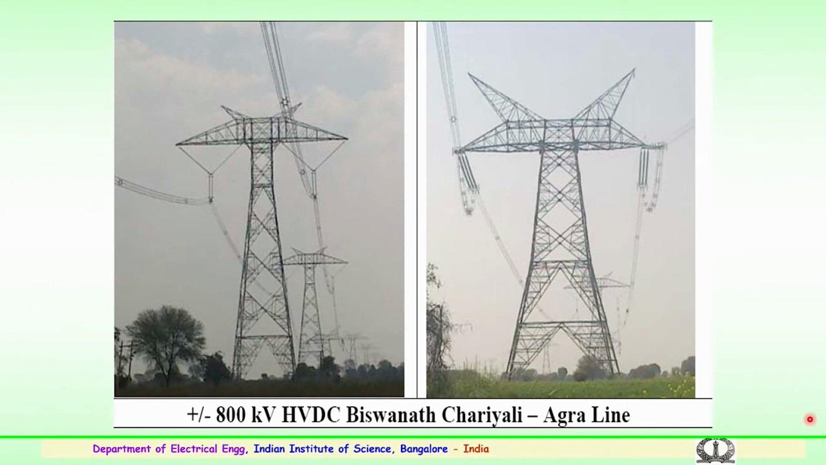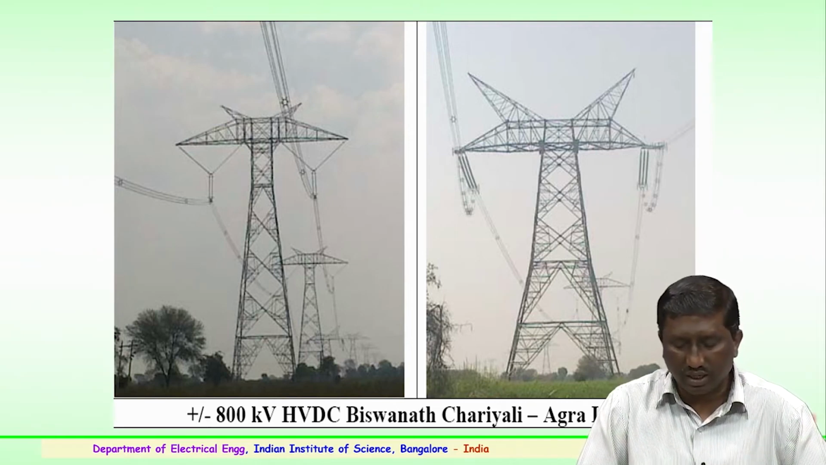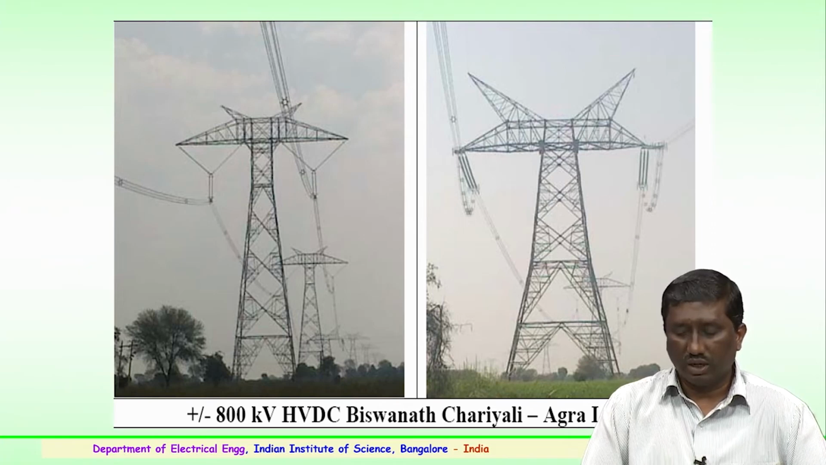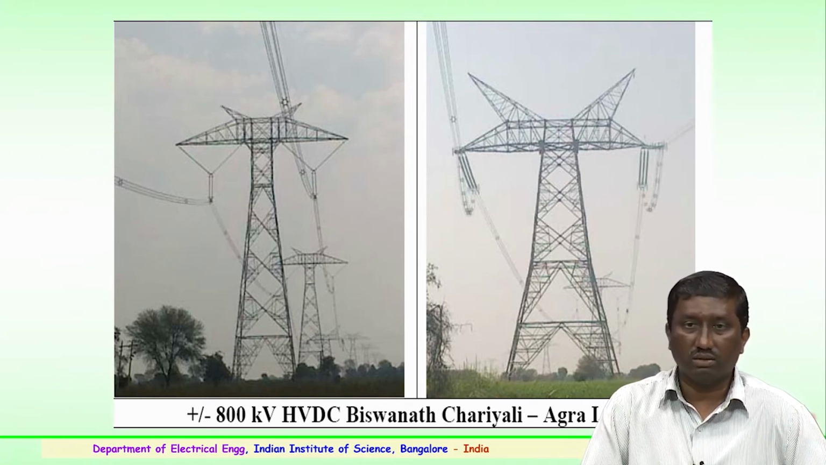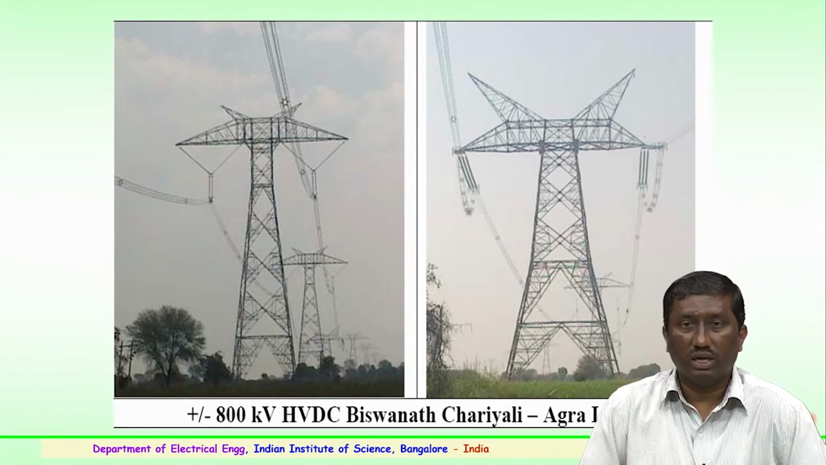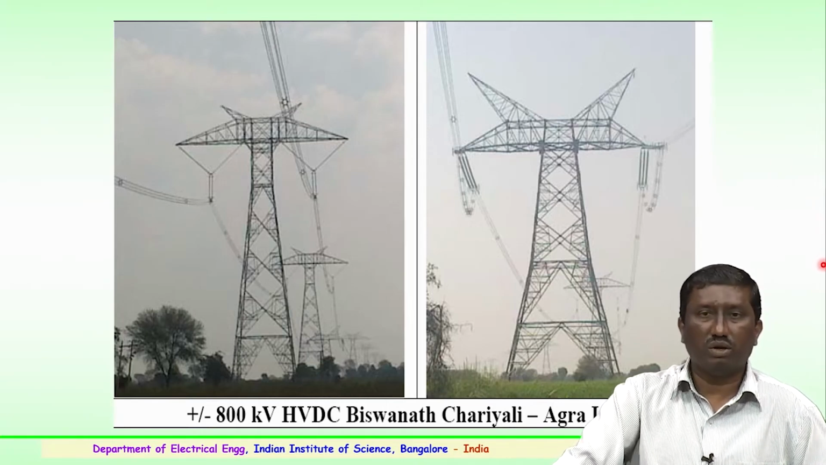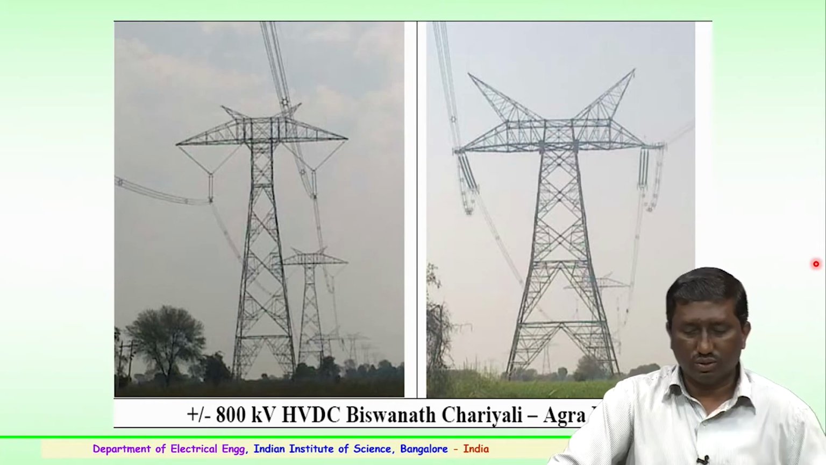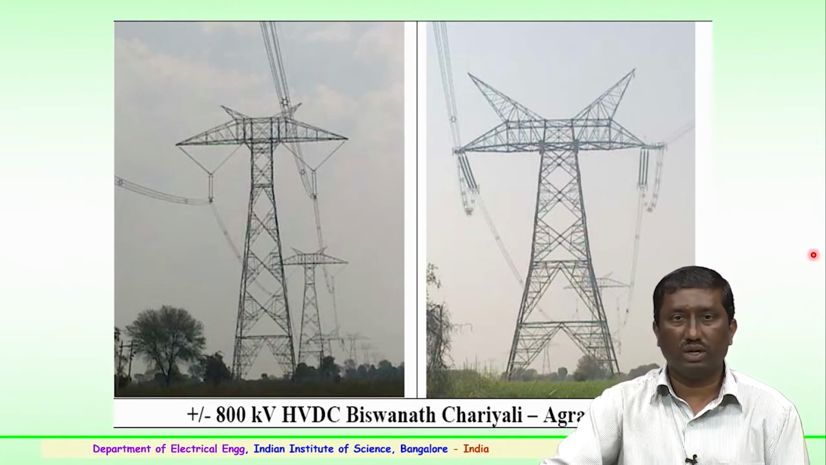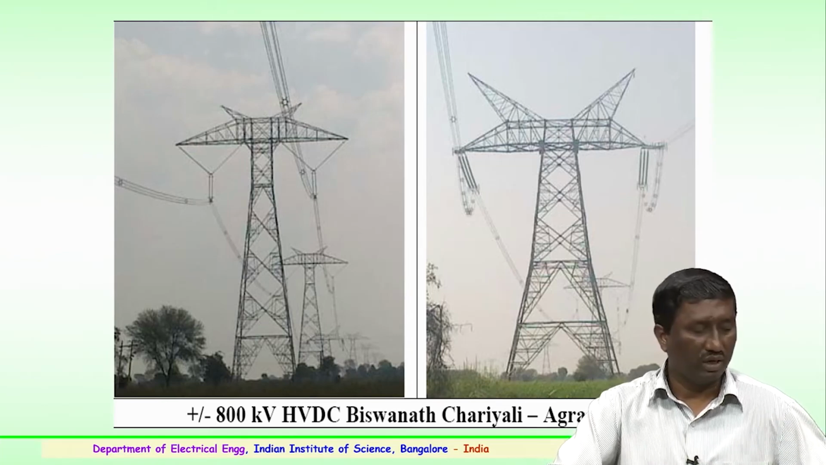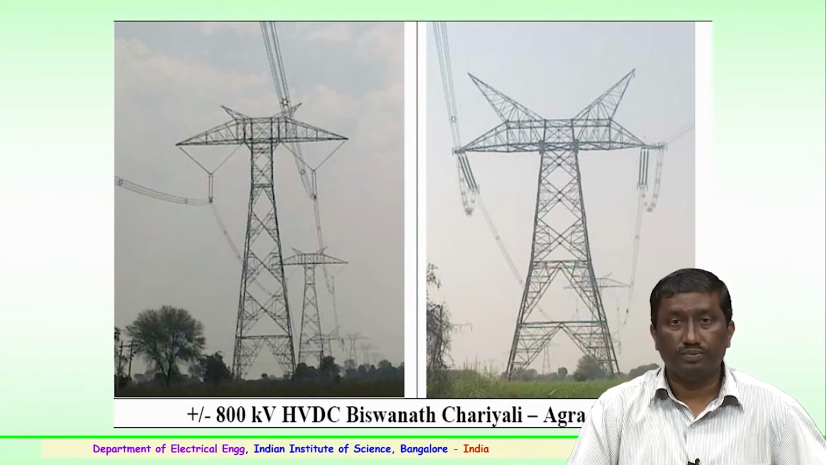Very recently this line was energized, plus minus 800 kV HVDC. This is from Biswanath Chariali, that is in Arunachal Pradesh, and the line reaches Agra. So, Arunachal Pradesh to Agra is a line which is more than 2000 kilometers in length and which carries a power of 6000 megawatts. So, very important advancement in the country, which is transmitting the power at a very high rating. So, 6000 megawatts is the power capability this line could carry, and it is being energized very recently.